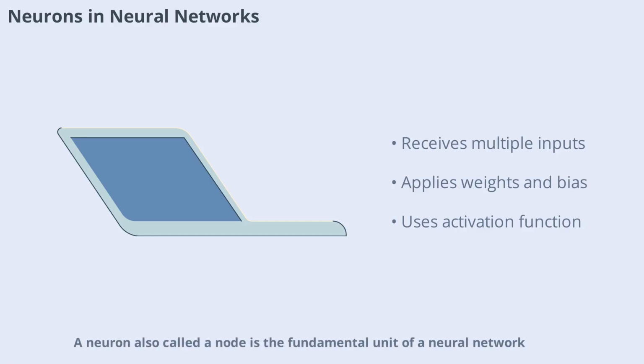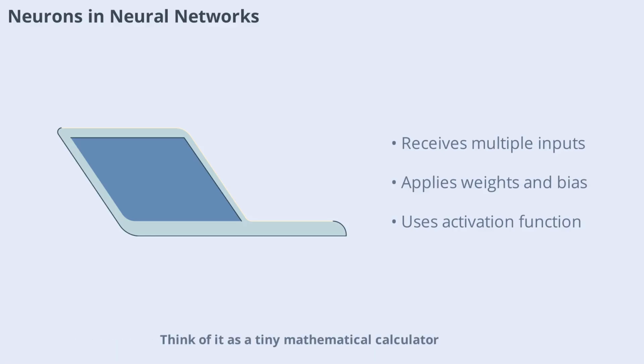A neuron, also called a node, is the fundamental unit of a neural network. Think of it as a tiny mathematical calculator. Each neuron receives multiple inputs, multiplies them by specific weights, adds a bias, and then passes the result through an activation function. This process determines what signal the neuron sends forward. By combining the outputs of many neurons, the network can learn intricate patterns and relationships in data. Understanding how neurons operate is key to grasping the power of deep learning. Now, let's explore how these neurons are organized within layers.